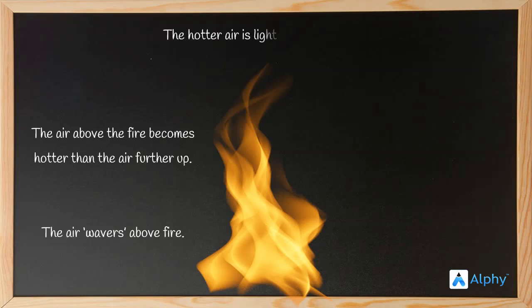The hotter air is lighter than the cold air and has a lesser refractive index. Refractive index is a relative refractive effect of a medium on light. It means how much a medium can bend light with respect to another medium. In this case, the cold air and the hot air act like different media. The hot air has less refractive index than the cold air.